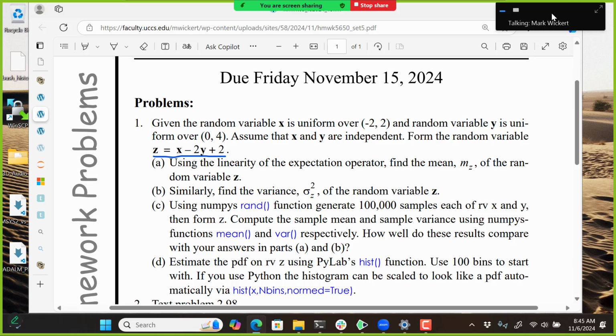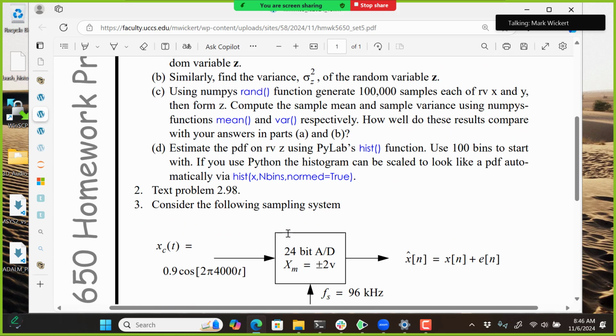At any rate, let's look at this problem a little bit more. You calculate the mean and variance for this new random variable Z, and then I'm going to have you simulate each of the random variables using NumPy's rand function and look at it through a histogram, and also look at the mean and variance. We'll look at that in Python eventually. And then you'll do the histogram at the end, on the function Z, using the hist function.